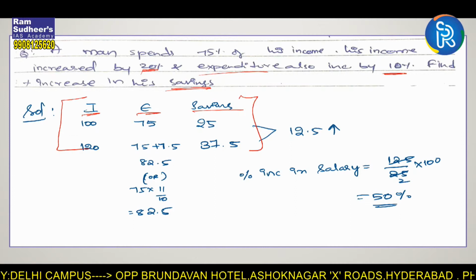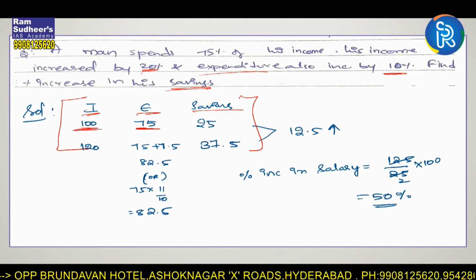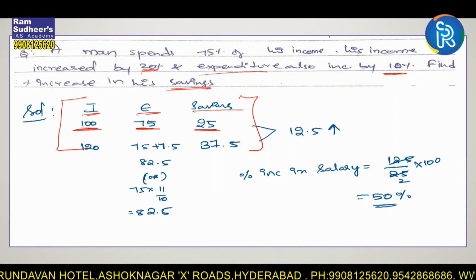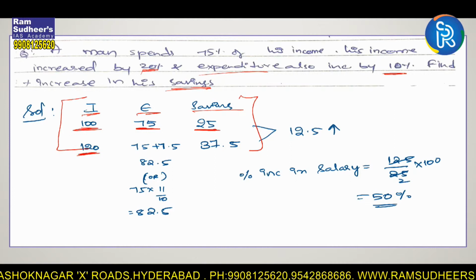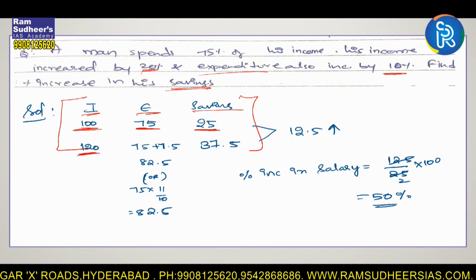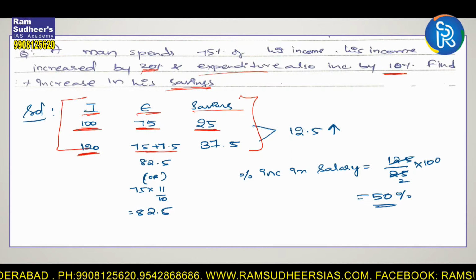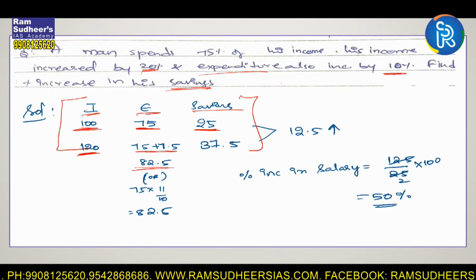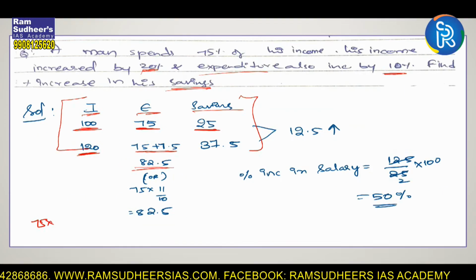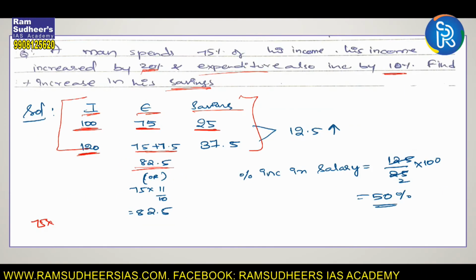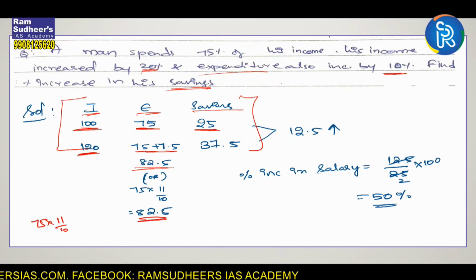Then, in the first case, I assume his income to be 100 units, and 75% is his expenditure, and therefore his savings is 25%. And in the second case, there is a 20% increase with respect to his income, and therefore income is 120, and a 10% increase with respect to his expenditure. Why 7.5? Because 10% of 75 is 7.5, and therefore 82.5. Or 75 into 10% increase in expenditure is 75 into 11 by 10, which would be 82.5. Either way, it is 82.5.